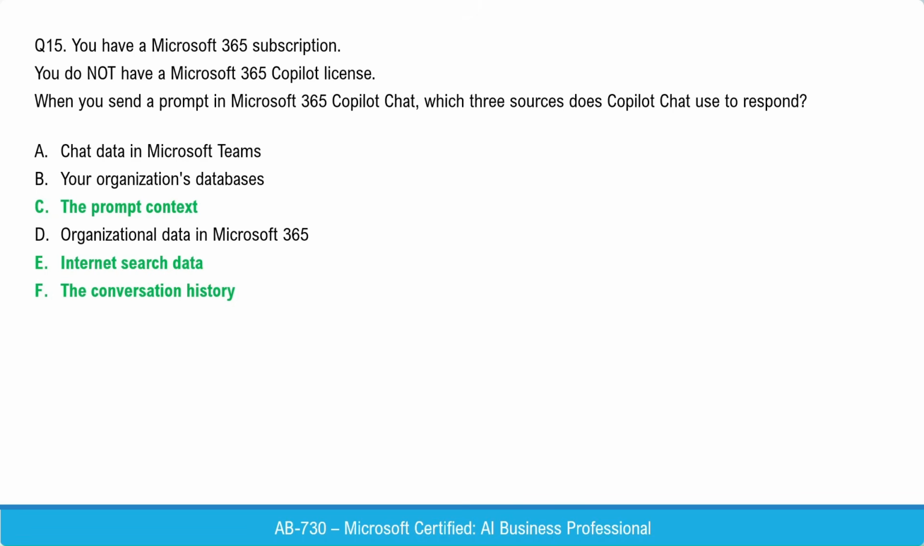If you look at the other options, option A, Teams chat data is organizational data, so it is not accessible. Option B, organization's databases, again not accessible. And option D, Microsoft 365 organizational data is the biggest trap, but without a license, it is not used. So the correct answers are option C, E, and F. Key takeaway from this question is no Copilot license means no organizational data.